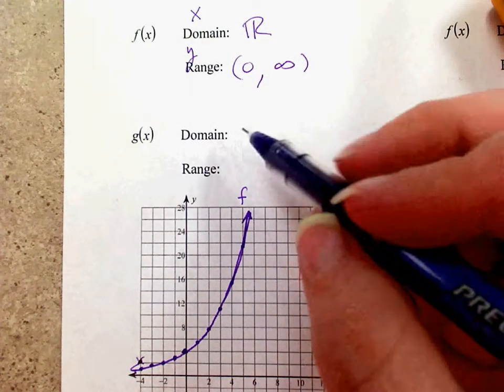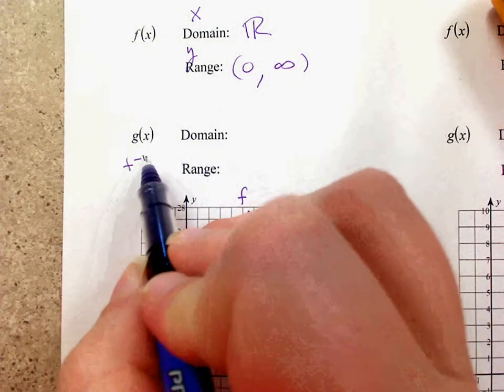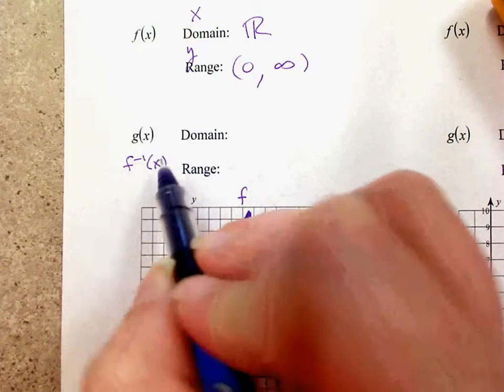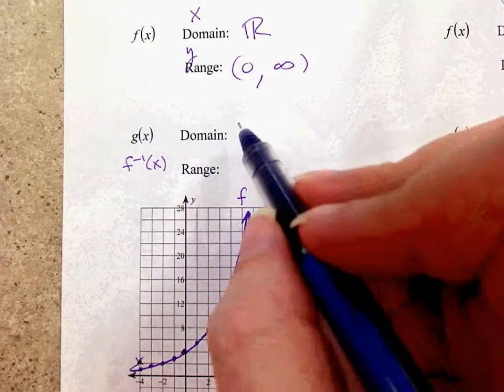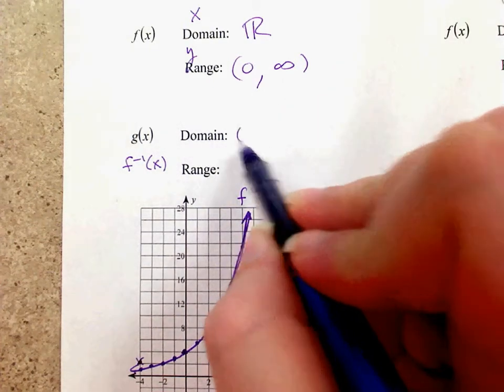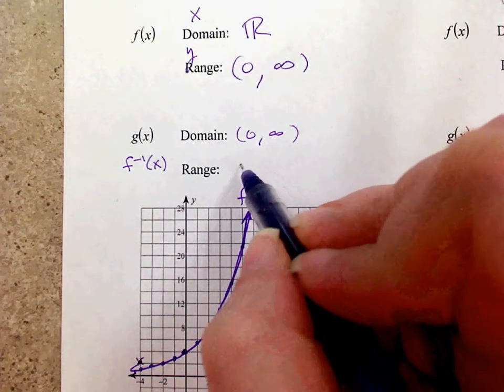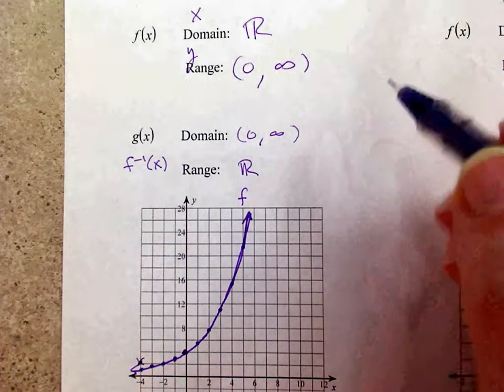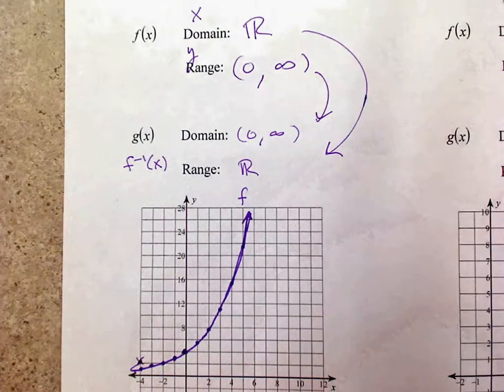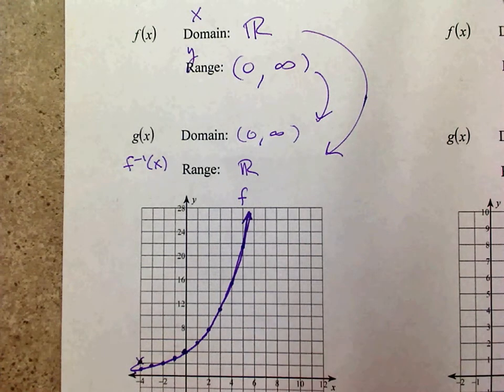Do I already know my domain and range of g, which is f inverse? Don't I? 0 to infinity, and all real numbers. So I don't even have to know the graph to know that these are just going to switch. Okay? How do I graph the inverse? I could graph the inverse without even finding the function yet. How?